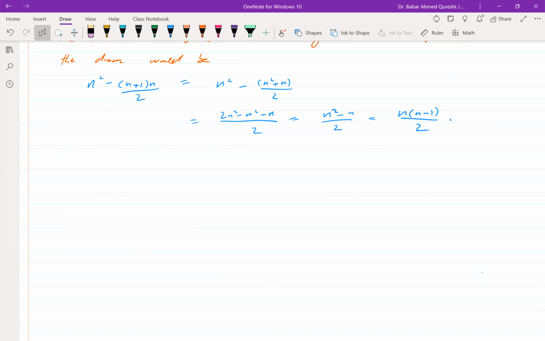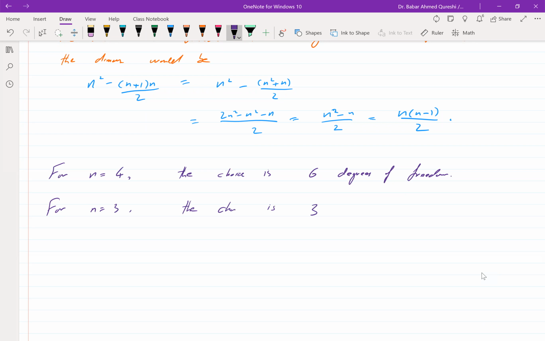So that is equal to how many antisymmetric components you have in an n by n matrix. For n equal to 4, the degeneracy, or the choice, is 6-dimensional, 6 degrees of freedom. For n equal to 3, the choice is 3 degrees of freedom.